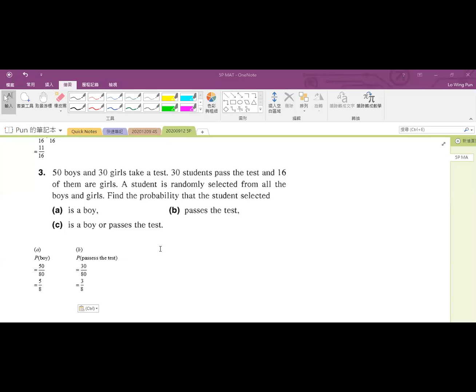And then, well, actually P boy is already found. It's 5 over 8, right? Or you just use 50 over 80 is also okay. And then P passes the test is actually the answer of part B. So that will be 3 over 8 or 30 over 80. And then how many of them at the same time is a boy and passes the test?